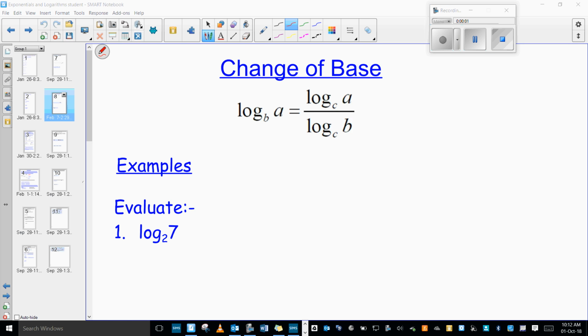Expression, and it's of no use to us. We, for whatever reason necessary, may need to change the base. You get given this formula.